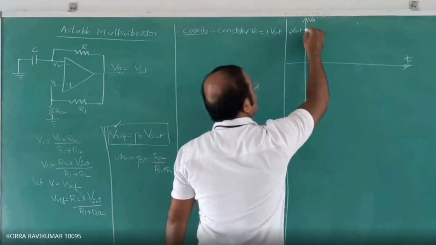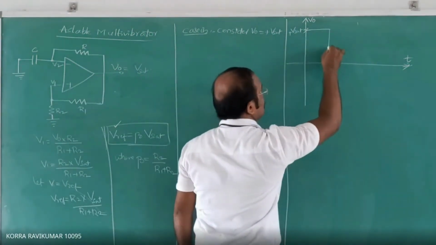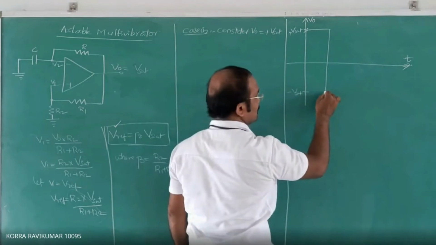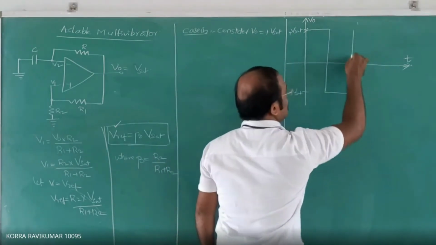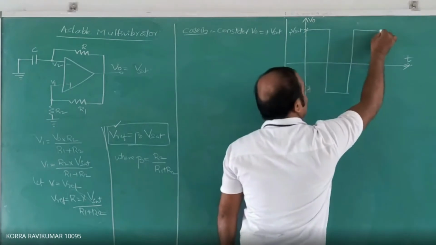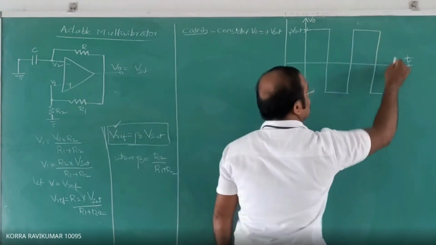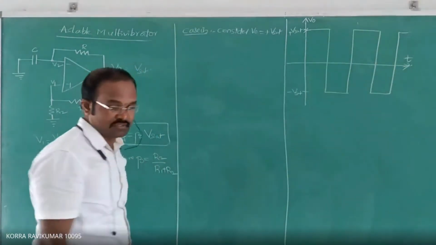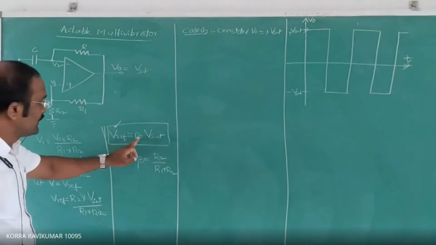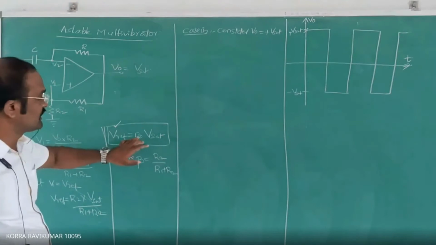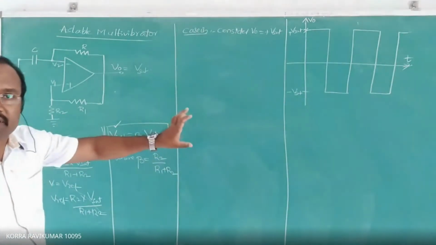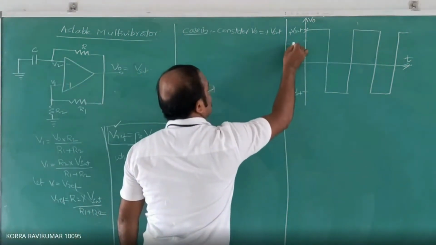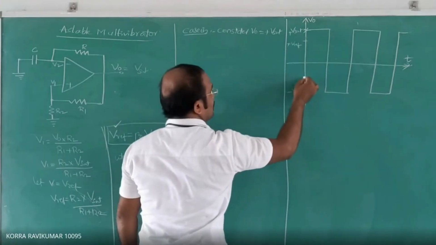The capacitor gets charged. Initially this is plus V saturation and automatically this is minus V saturation. Next again plus V saturation, minus V saturation, and so on. See now how the capacitor gets charged. V reference equal to beta into V saturation voltage. This voltage beta into V saturation acts as the reference voltage, right? So here plus V reference and here take minus V reference.